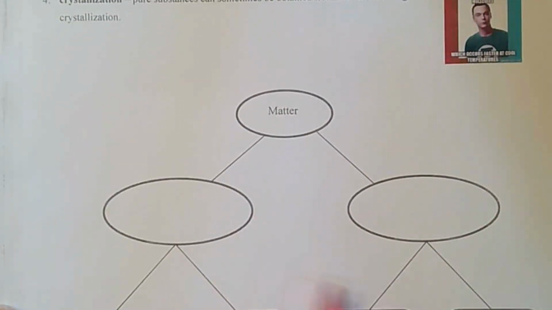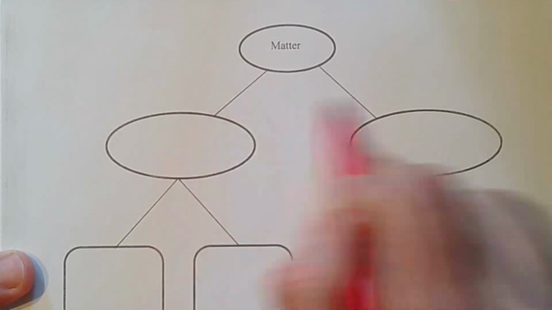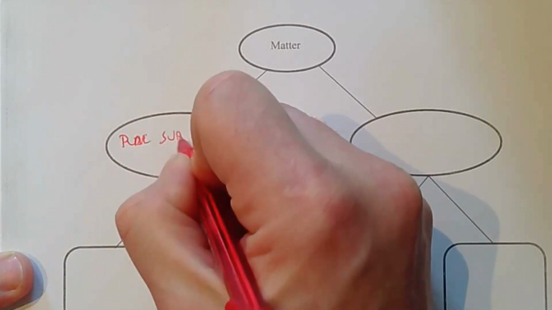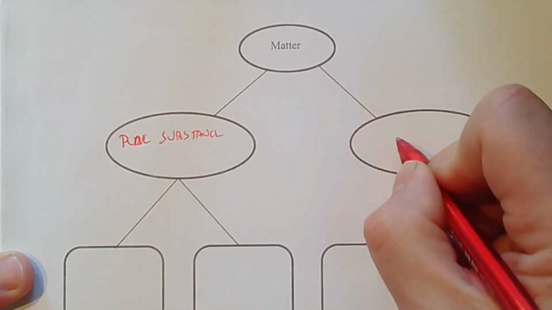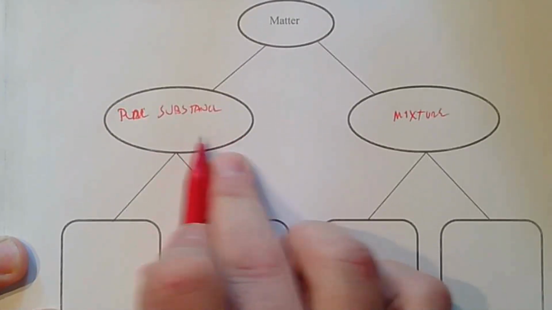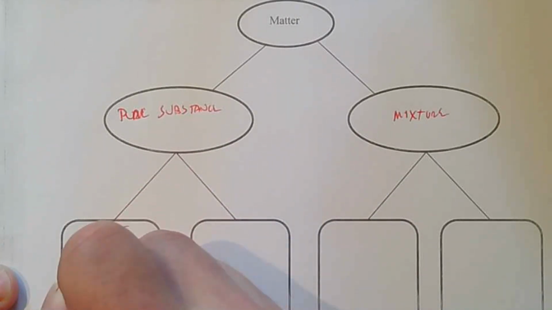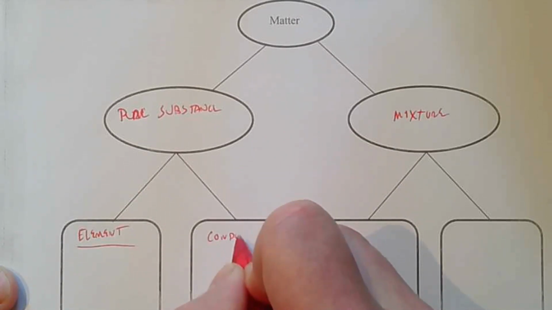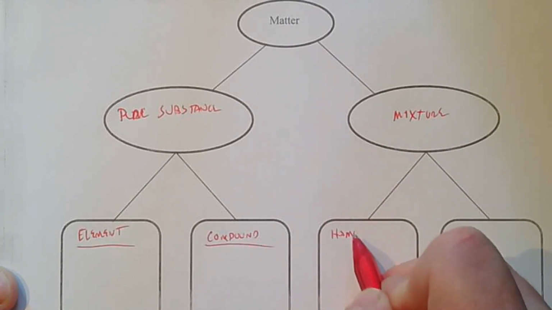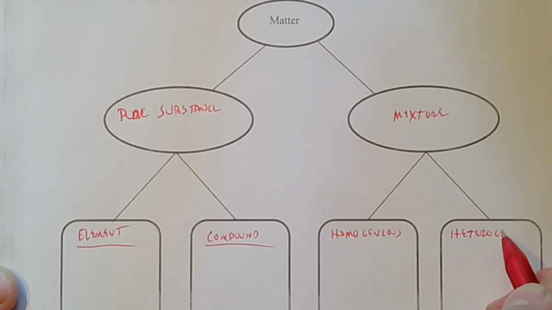Okay. Just to kind of put all this together in a visual organizer for those of you who are fans of such things, matter, right, can be broken down into two main groups. A pure substance or a mixture. Once we've broken down into these two main parts, then pure substances can be further broken down or classified as either an element or a compound. Whereas mixtures can either be considered homogeneous or heterogeneous.